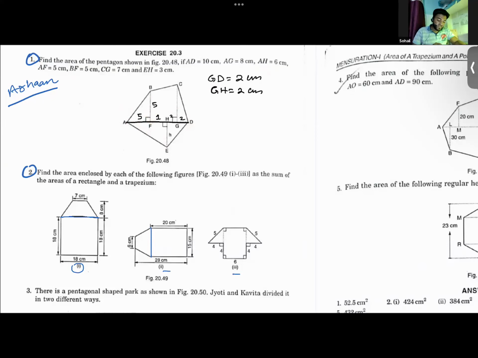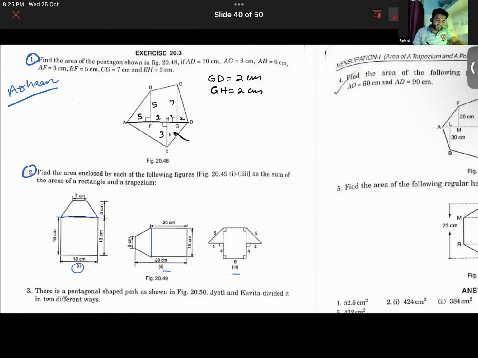And then next is CG. This CG is 7 centimeter. And then EH, over here, that is 3 centimeter. Right. So now we have got this triangle in which base and height are given. So for triangle AED, it will be half times base 10 into 3. That is 15 square centimeter, for the first one over here.